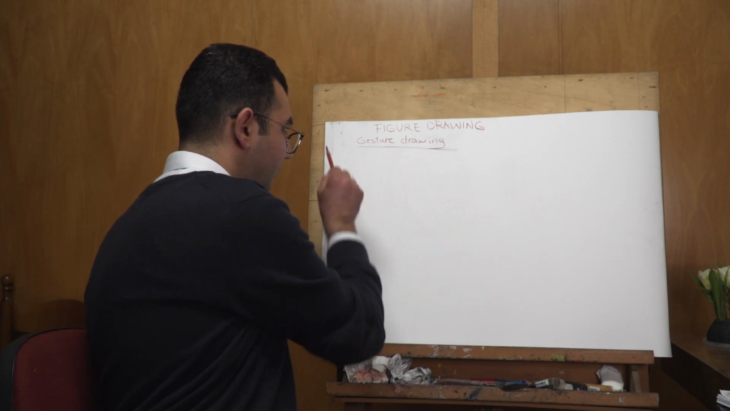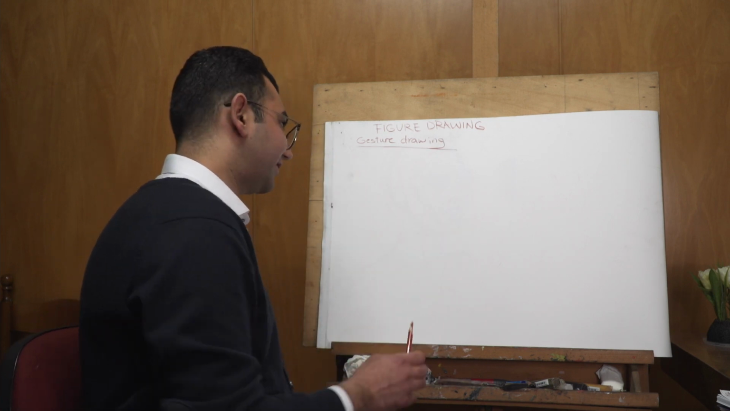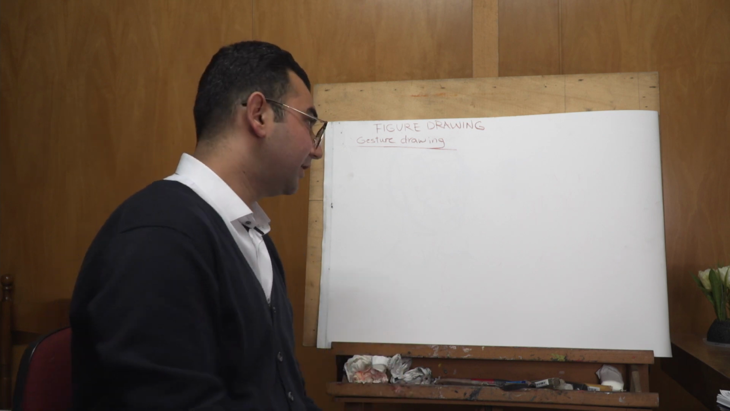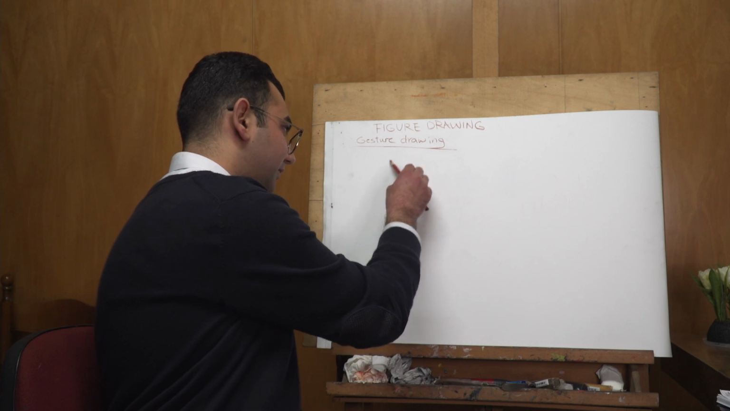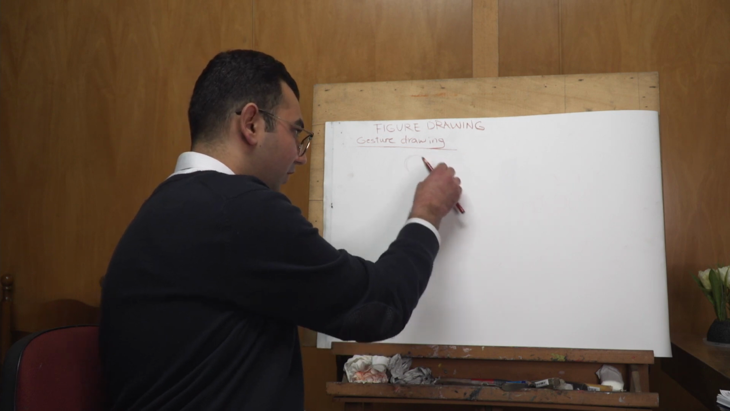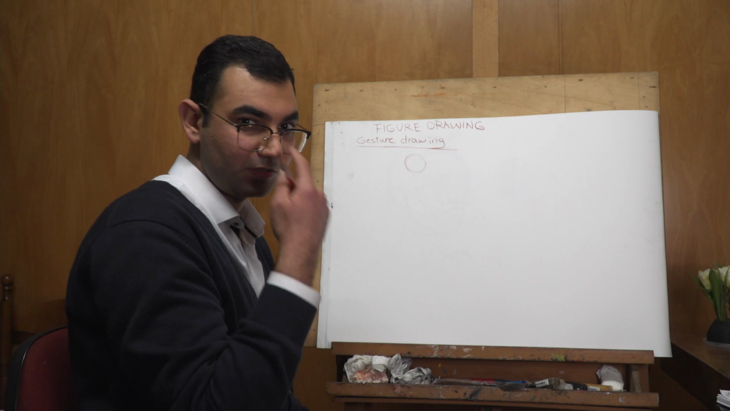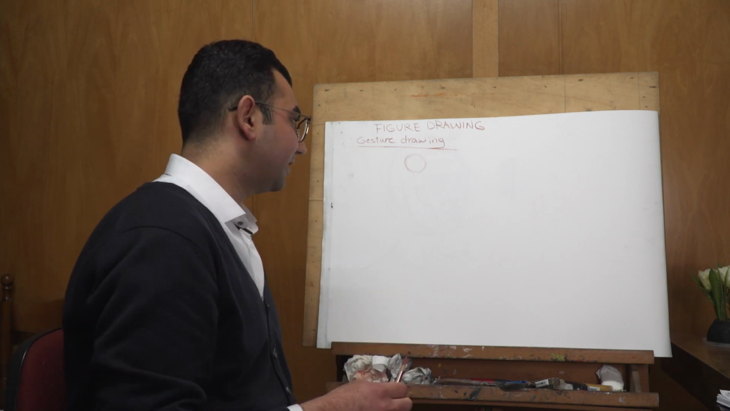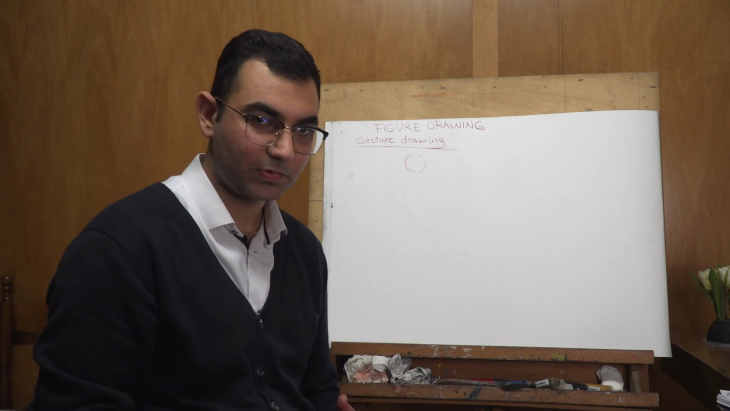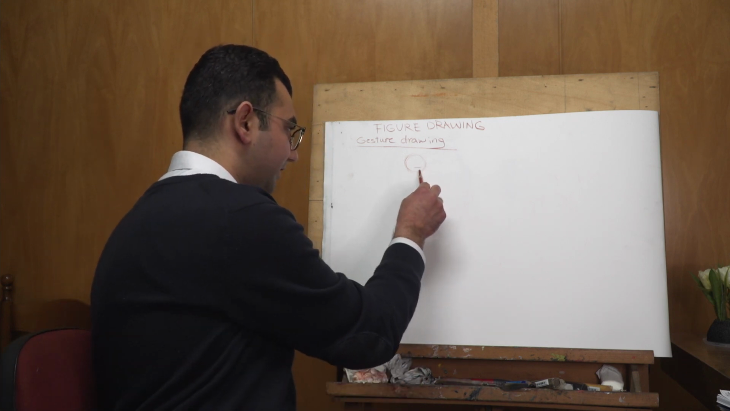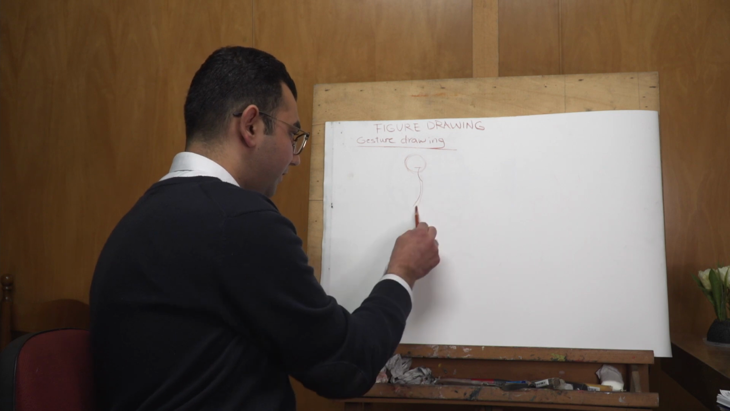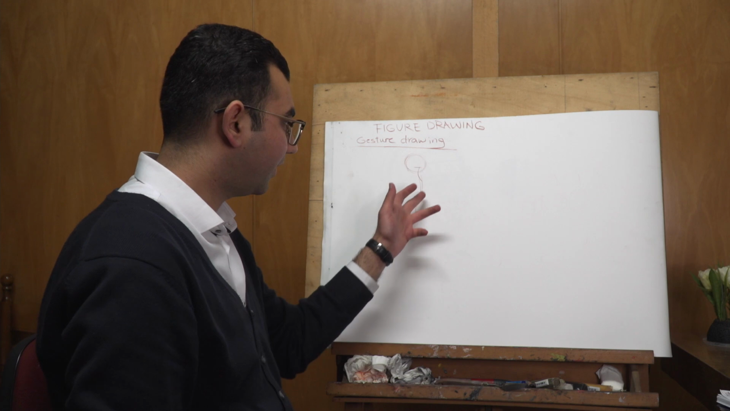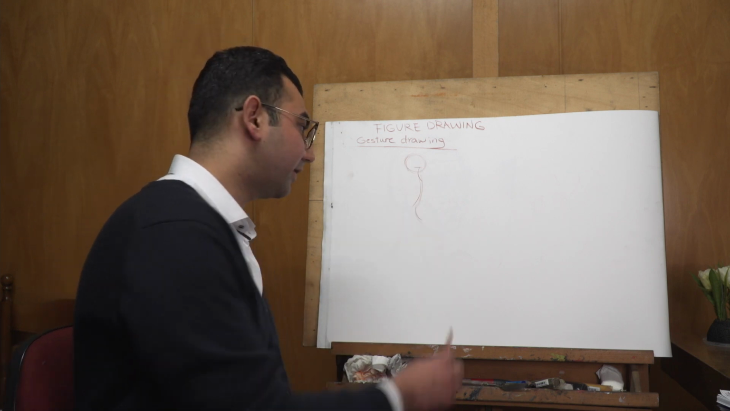Whenever you want to draw a figure, first you have to start looking at its movement, not contour lines. First of all, you need to draw the head. So this is the first stage. You should draw a simple circle for the head. And after that, the other thing is adding spine to it, like this. And spine has three different parts: cervical part, thoracic part, and lumbar part.